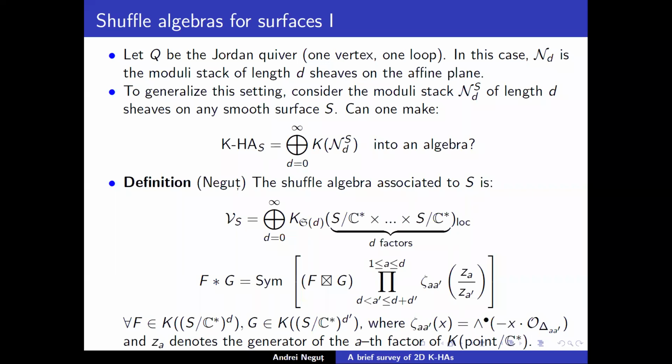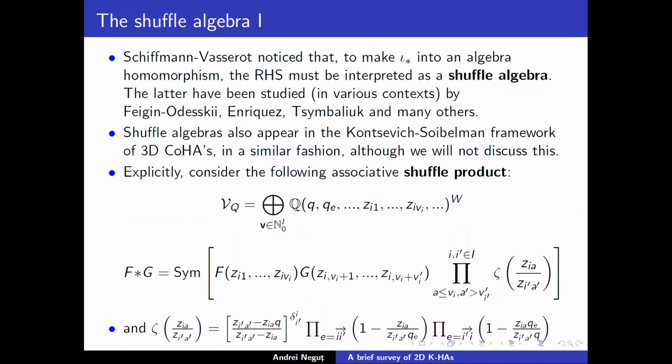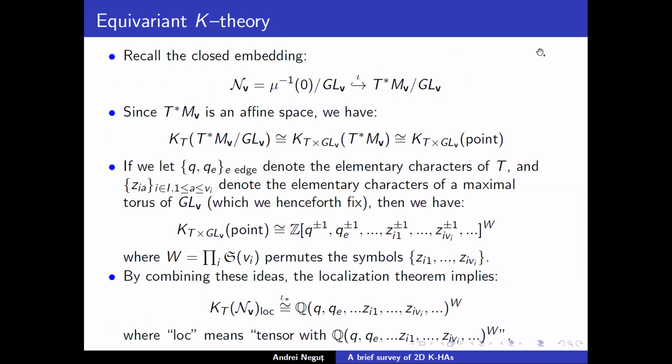I see. In the quiver case, I'm sure it was observed by Schiffmann and Vasserot. I can't think of the paper, but I think it goes back to them, that the shuffle algebra connection comes from this embedding over here, and that the stack which defines the K-HA is embedded inside a big old affine space modulo GL_V. So that's why the shuffle algebra appears in the quiver case.